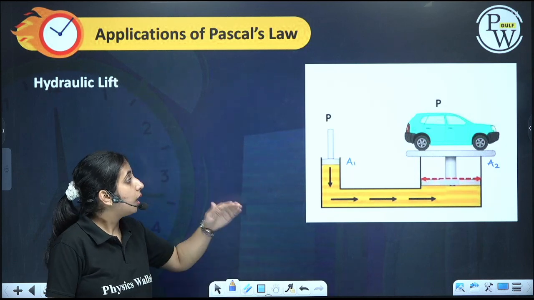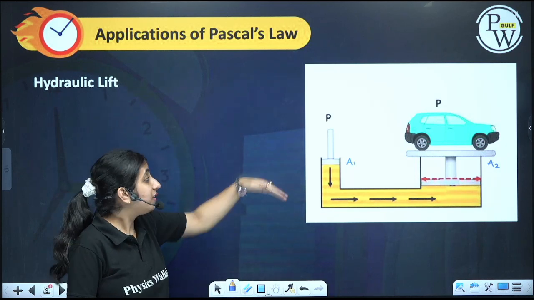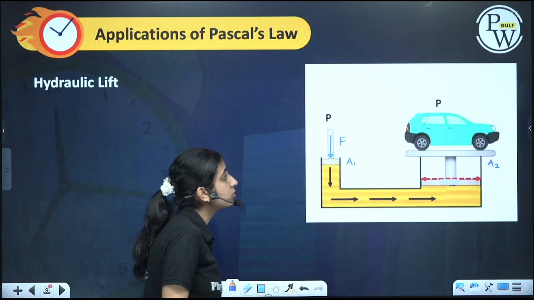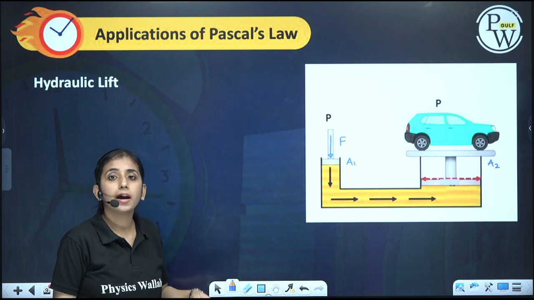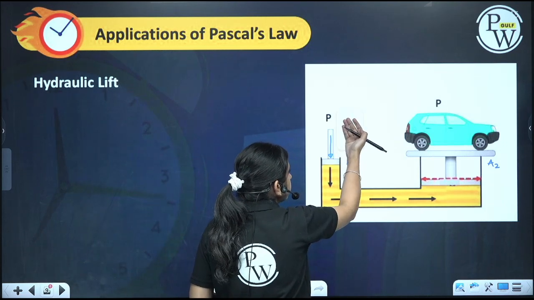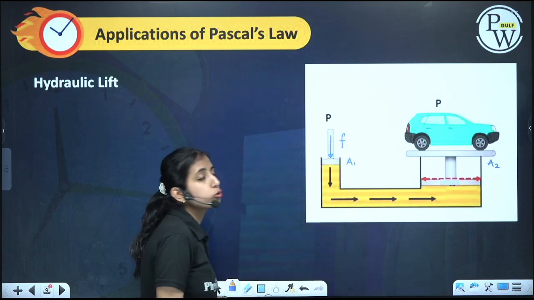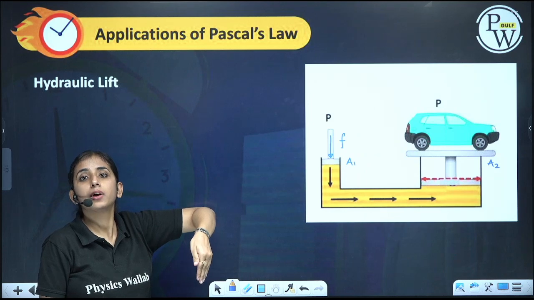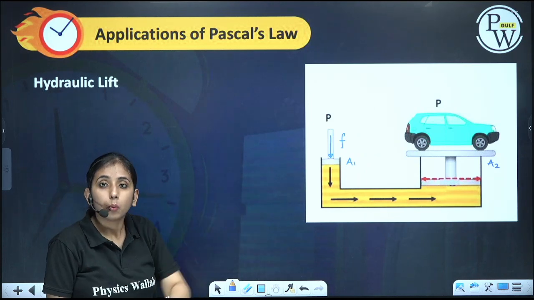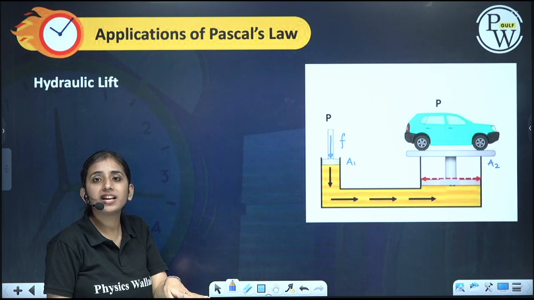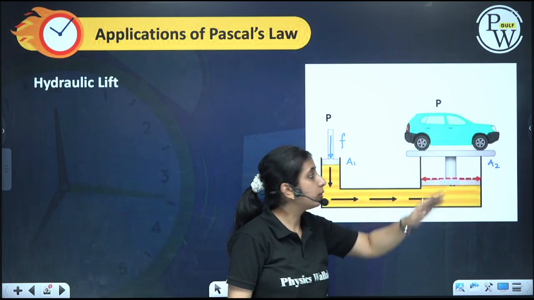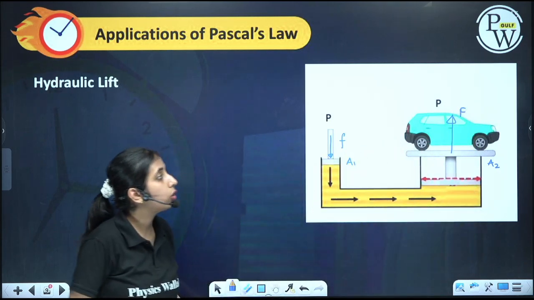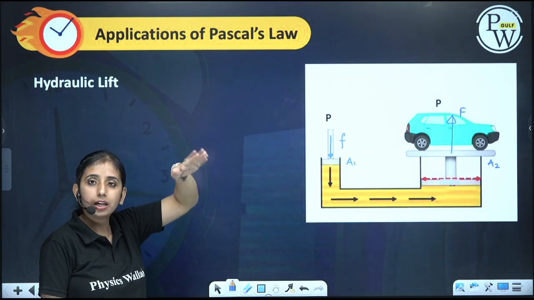Now if we want to lift the car, we will apply a force f on this piston. We apply a small force f on the smaller piston. What will happen if liquid is compressed on this side? The second piston will go up. There will be a capital F force exerted on the second piston and it will lift upwards.